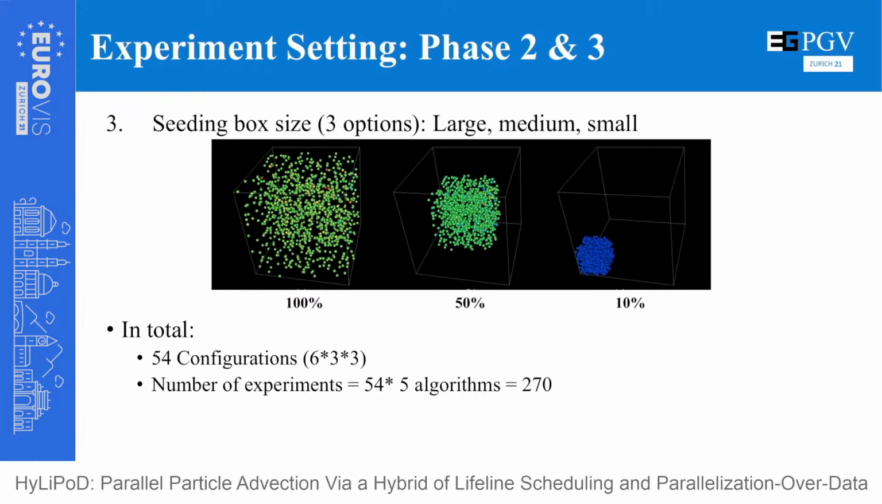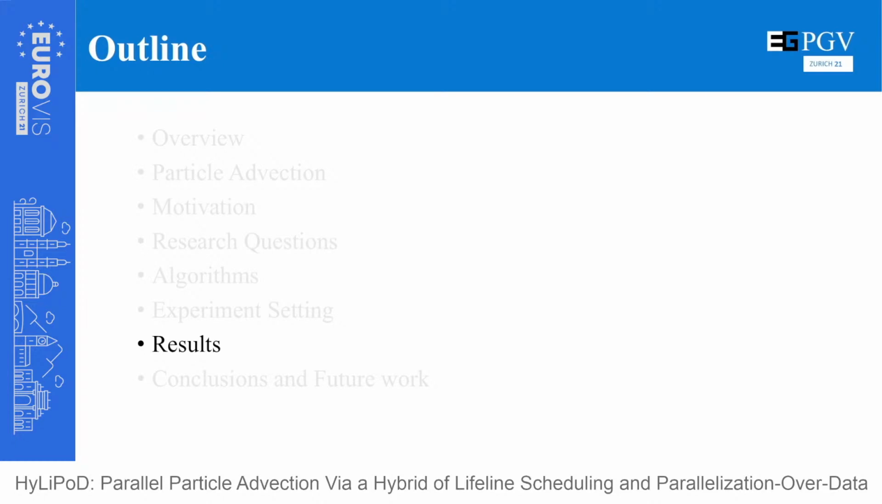For the seeding box size, we consider 3 options: large, which covers the entire domain; medium, which covers around 50% of the domain; and small, which covers 10% of the domain. In total, we have 54 configurations, and the total number of experiments is 270. Next, I'll show some of the results of our paper.